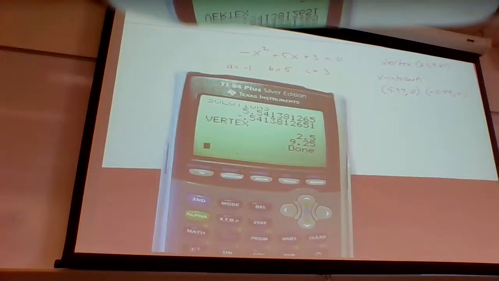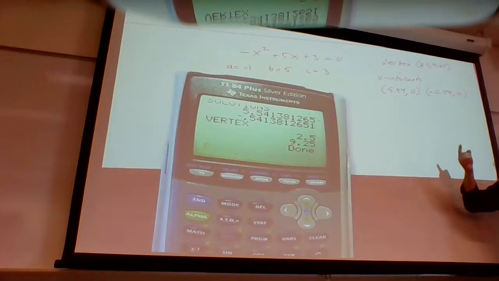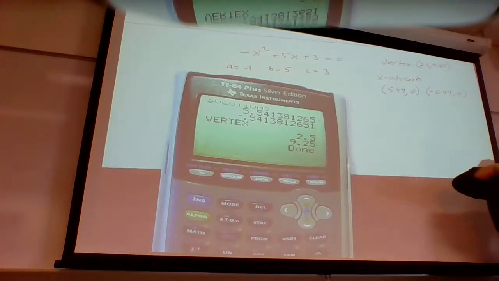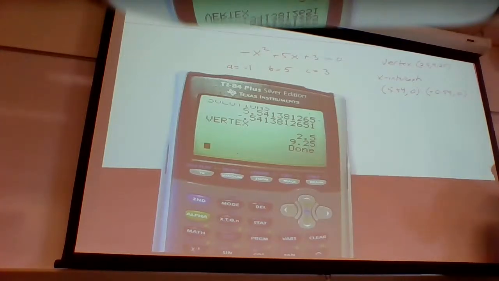This is a review. If I was to graph this, what shape would it be? Parabola. How do you know? X squared. Is it a happy face or a sad face? Sad face, how do you know? A is negative, the number in front's negative, so I know it's going to be a sad face parabola. Are we okay? I want you to graph it in a window from -10 to 10, -10 to 10.